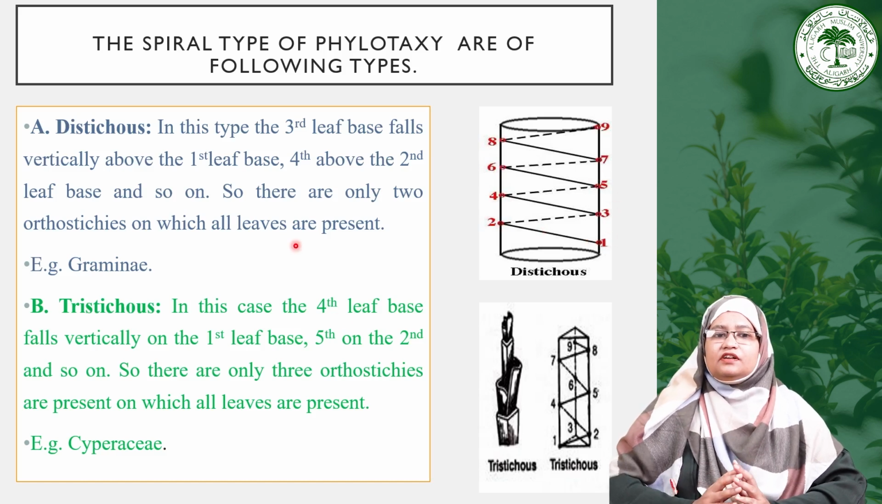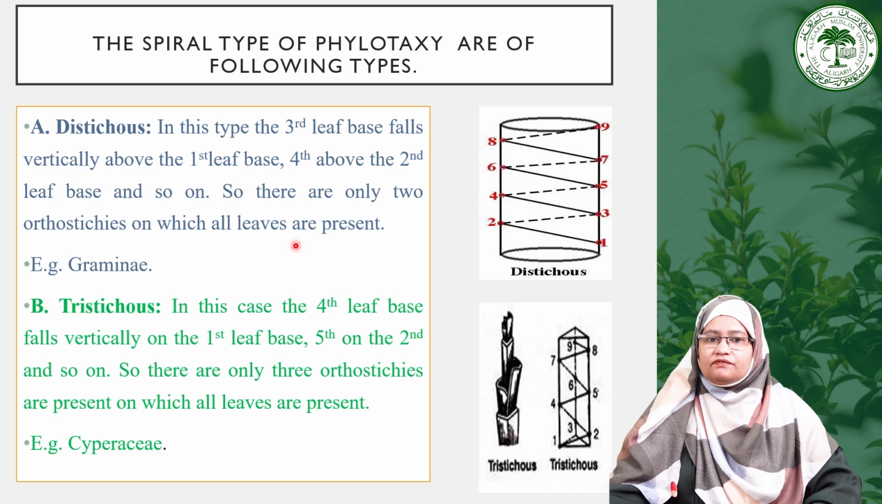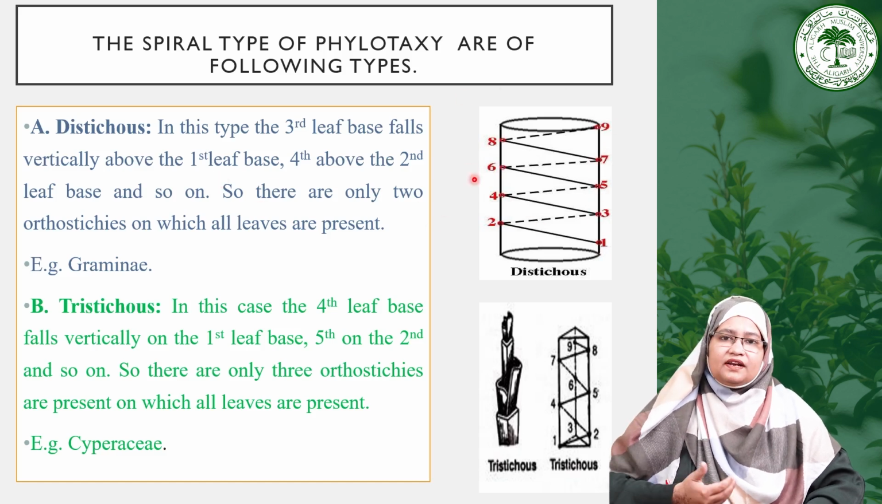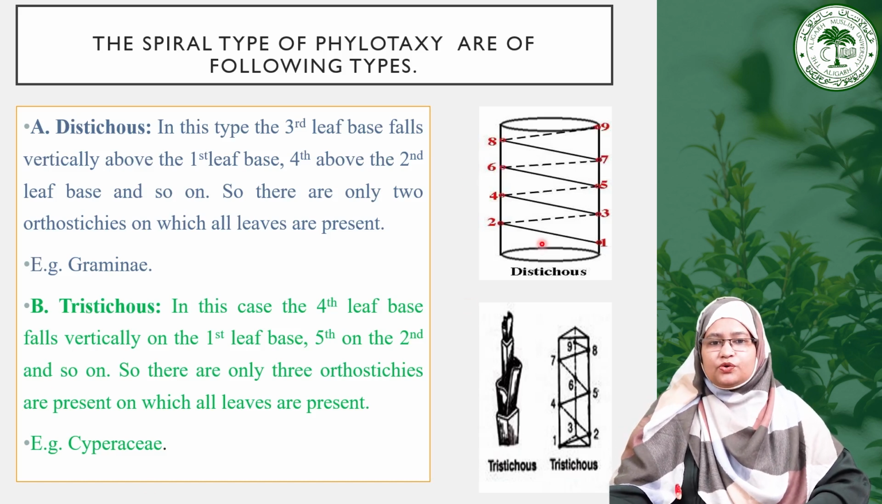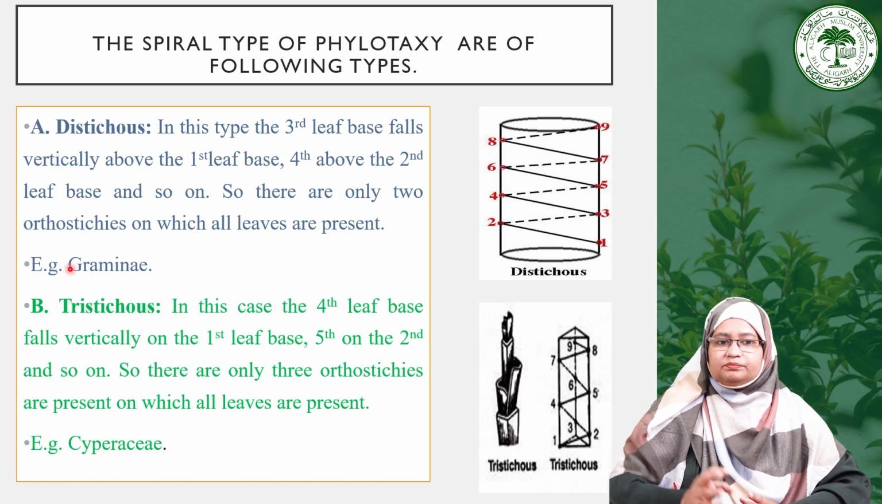So there are only two orthostichies on which all the leaves are present. As you can see, 3 is above the 1, and 5 above the 3, and 7 above the 5, and 9 above the 7. So there is a difference of 2, and this kind of leaf arrangement is called distichous, or in common language alternate leaf, and this is also called the two-ranked system, present in the Gramineae or Poaceae family.